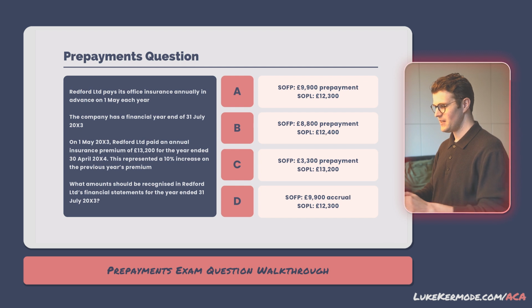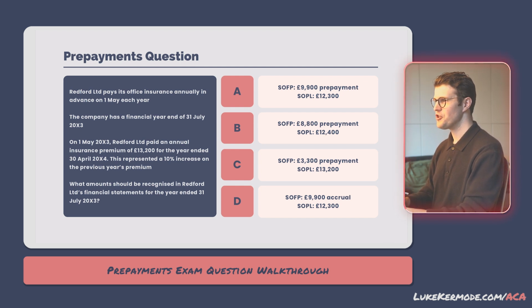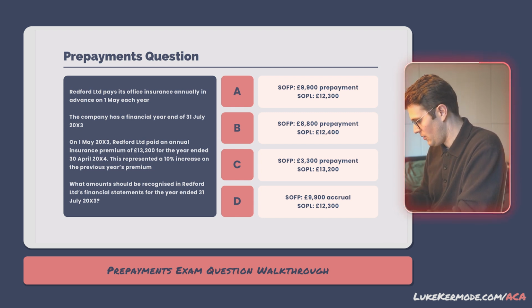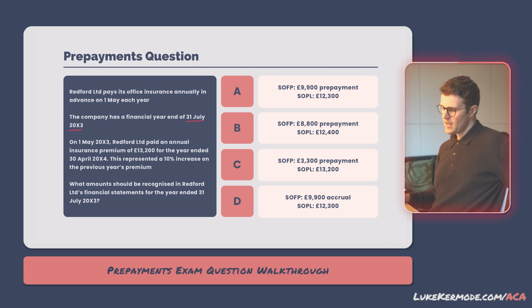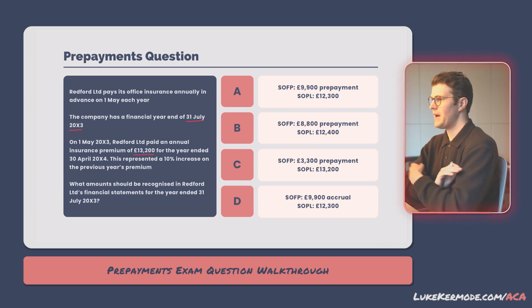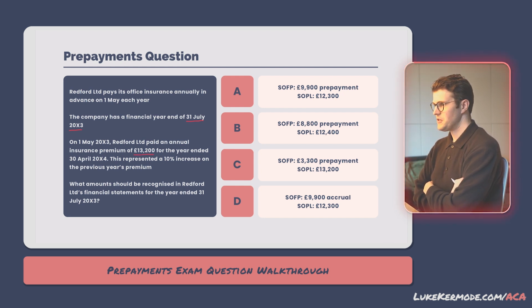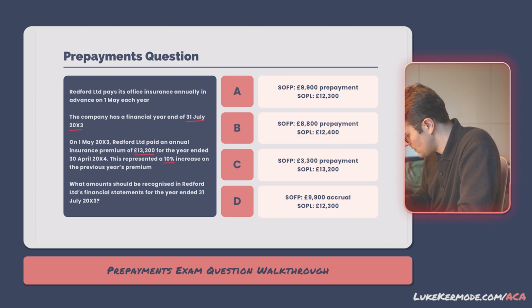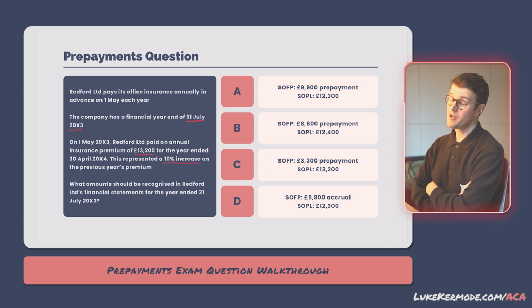So we're told that Redford Limited is a company that pays its office insurance premium annually, and it pays it in advance on the 1st of May every year. We're told the company has a financial year end of 31st of July 2003. And on the 1st of May 2003, the company paid its annual insurance premium of £13,200 for the year ended 30th of April 2004. And we're also told that this £13,200 represents a 10% increase on the previous year's insurance premium.